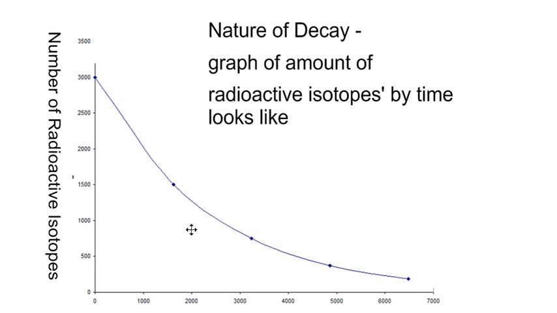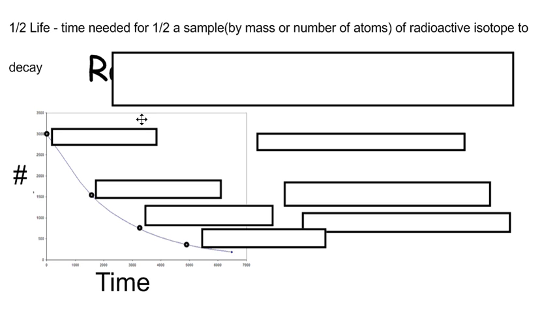It's a nice curve, right? Steepest at the start, gets less and less steep as time passes, and the y-axis is the number of radioactive isotopes, and time is your x-axis. Now, half-life is the time needed for basically half your sample to decay.